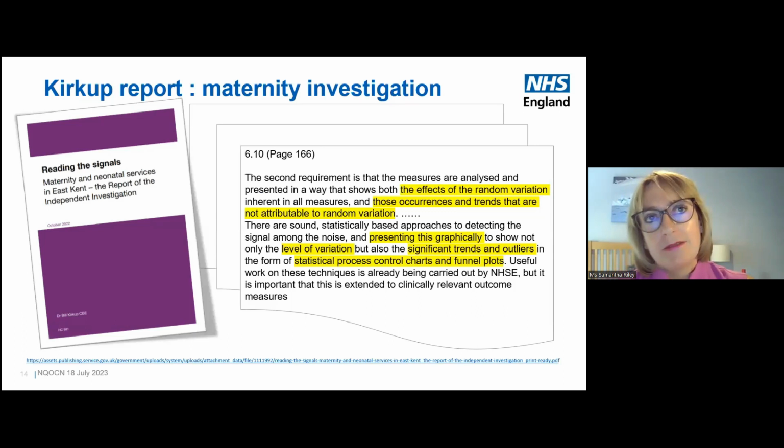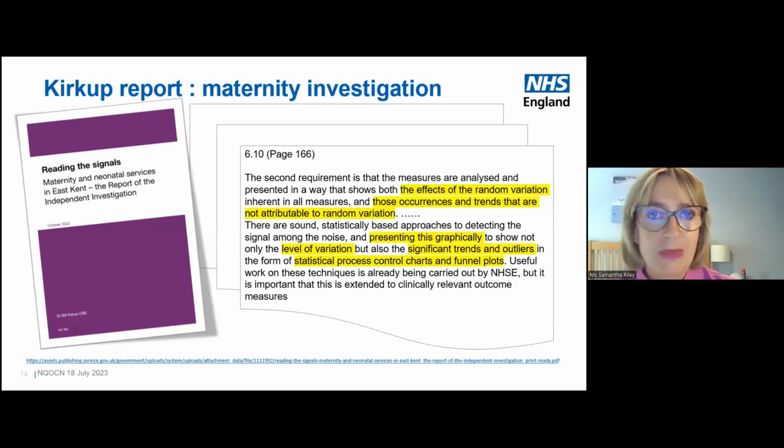Now, in England, over the past few years, there have been a number of investigations into poor maternity care. And this is a report that I don't know if you're aware of, but it might be worth you having a read of this one. This was an investigation into some very poor maternity care at a trust down in Kent in the south of England. There were lots of findings within this report.